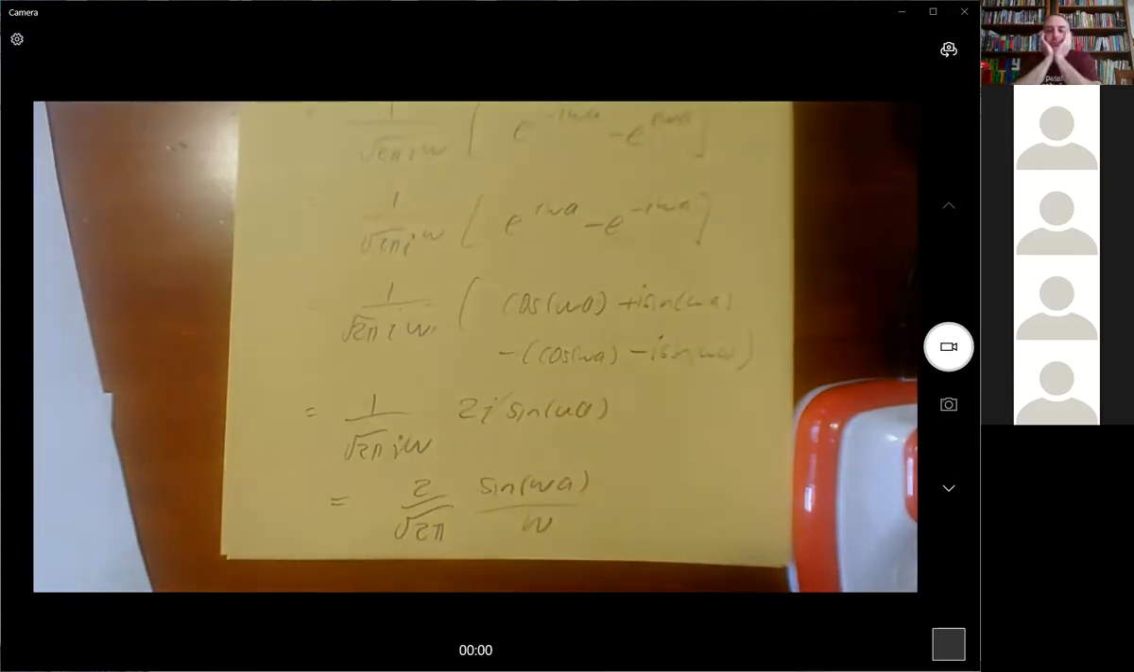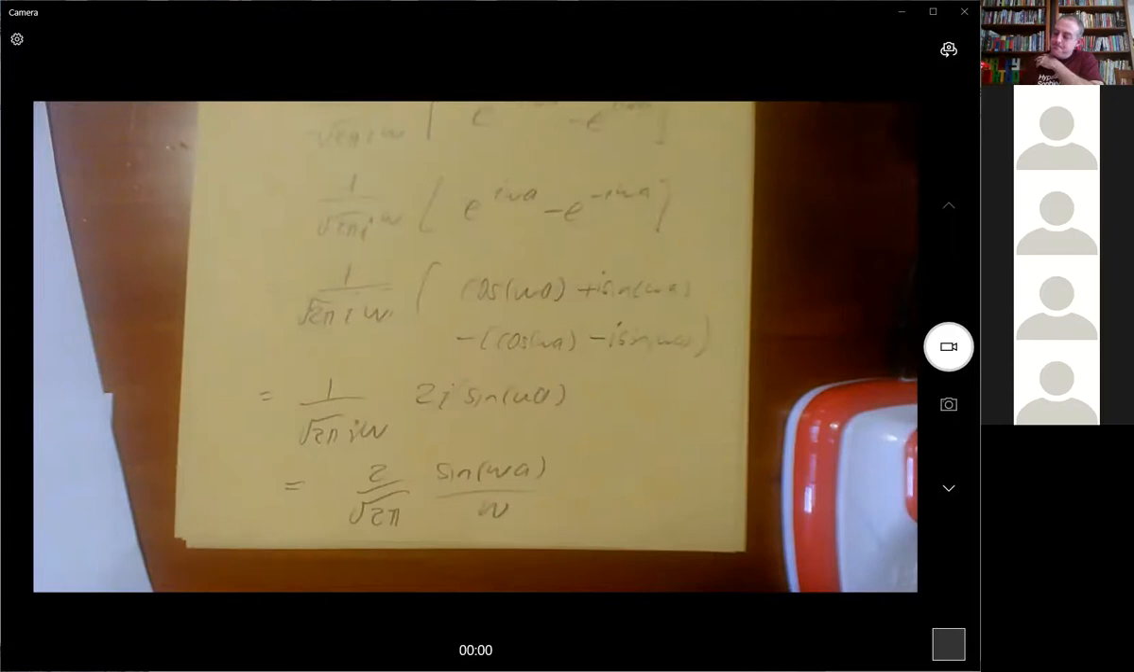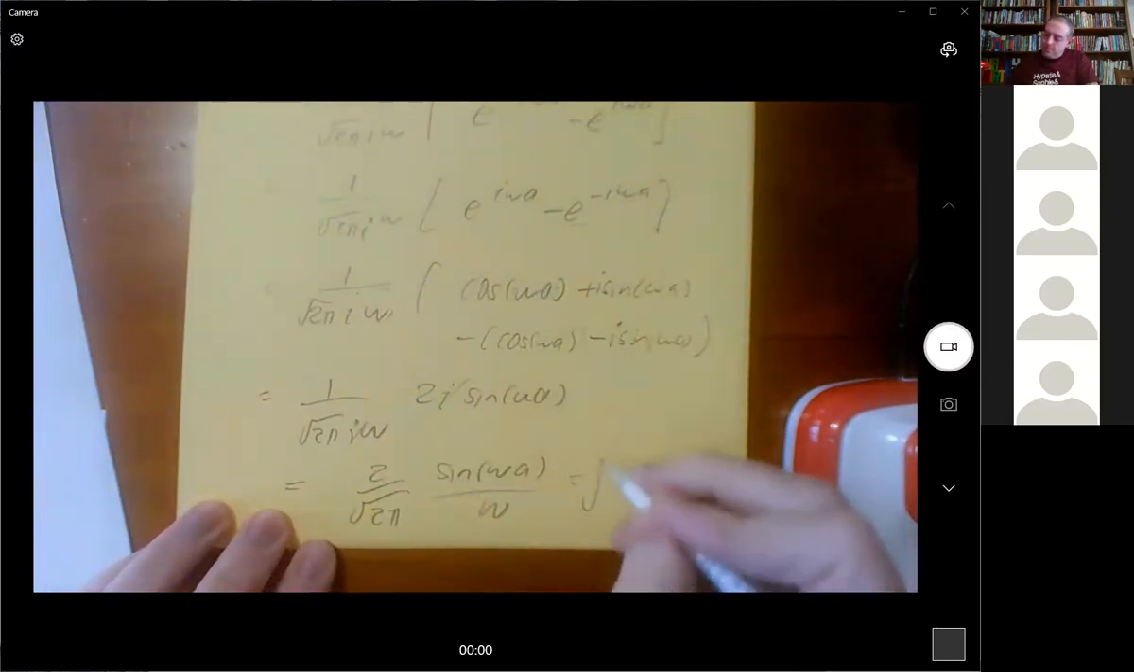Huh. Well, there you go. That's just remarkable. So apparently sinh of i w a is i times sine of w a. Okay, and that's the answer. I think this is the same as root 2 on pi.